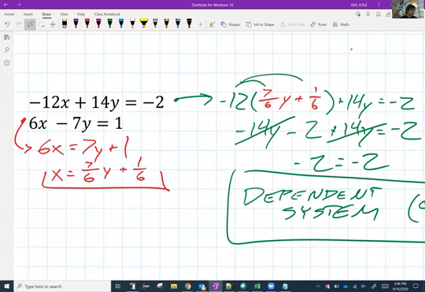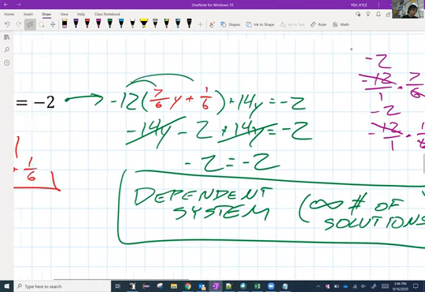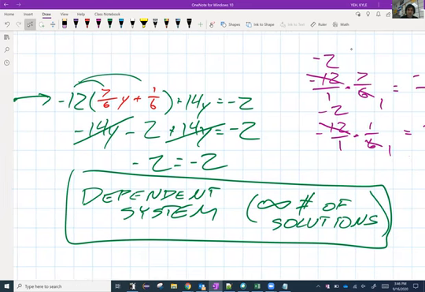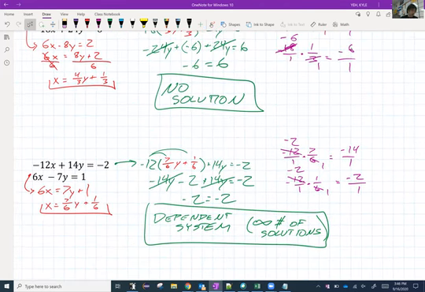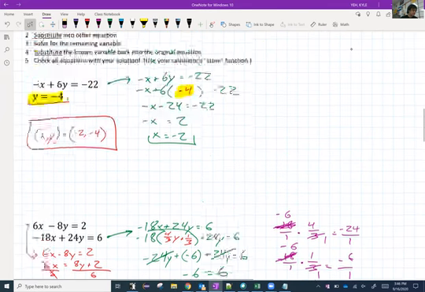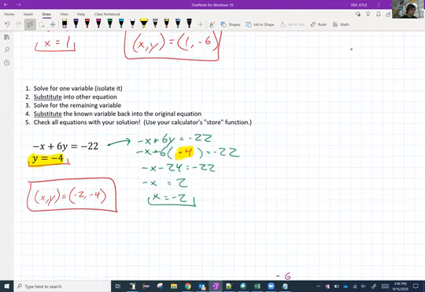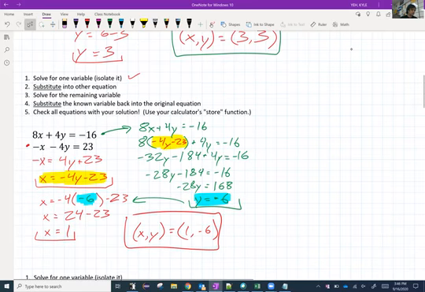If you look, you can say, what if I divide that top equation by -2? I'm going to get exactly the bottom equation. And so that's why when we were working through algebraically, we got something like -2 equals -2, which of course it does. If you get that, that means you have a dependent system with an infinite number of solutions. But guys, substitution, this is the method. This is get one variable alone, plug it into the other equation so that you can solve.